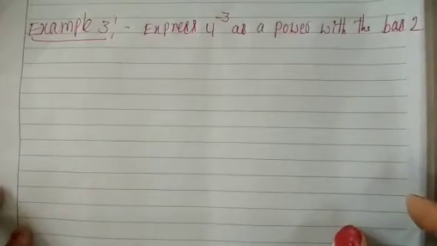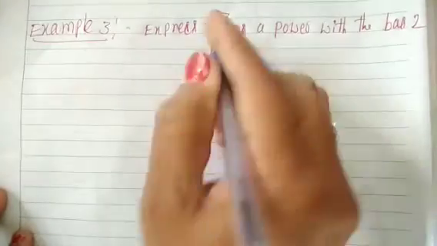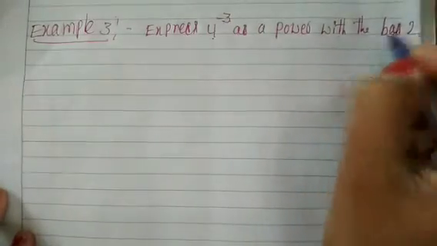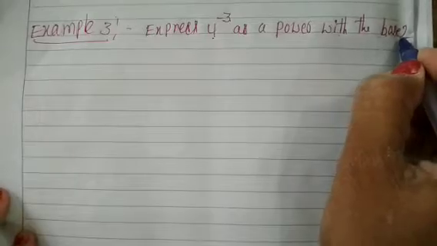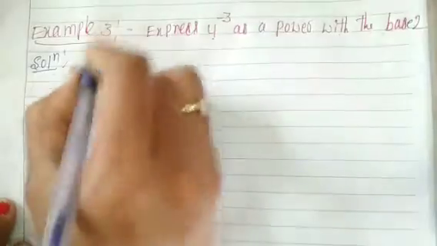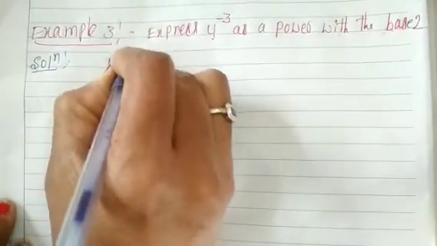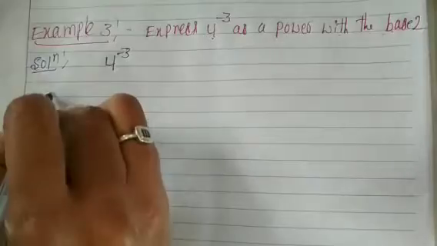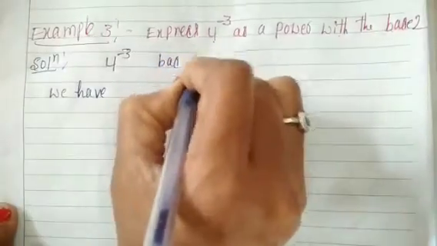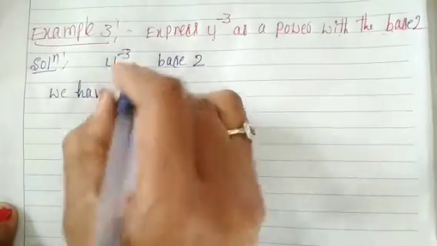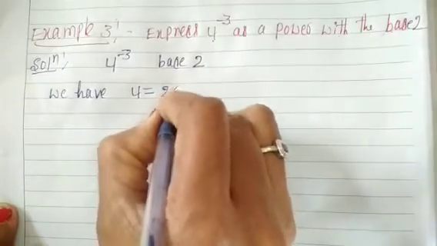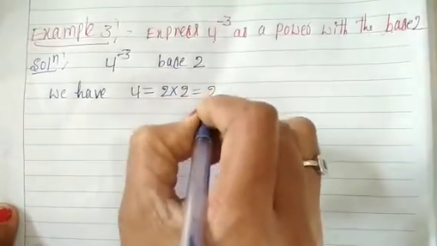Example 3. Express 4 to the power minus 3 as a power with base 2. Solution. Here we have 4 to the power minus 3. With base 2, we have 4 can be written as 2 into 2, which is equal to 2 square.